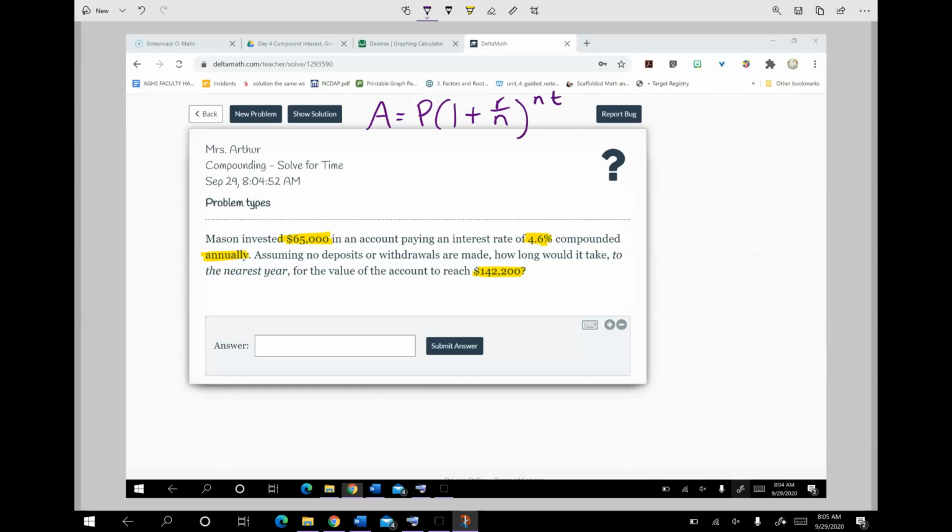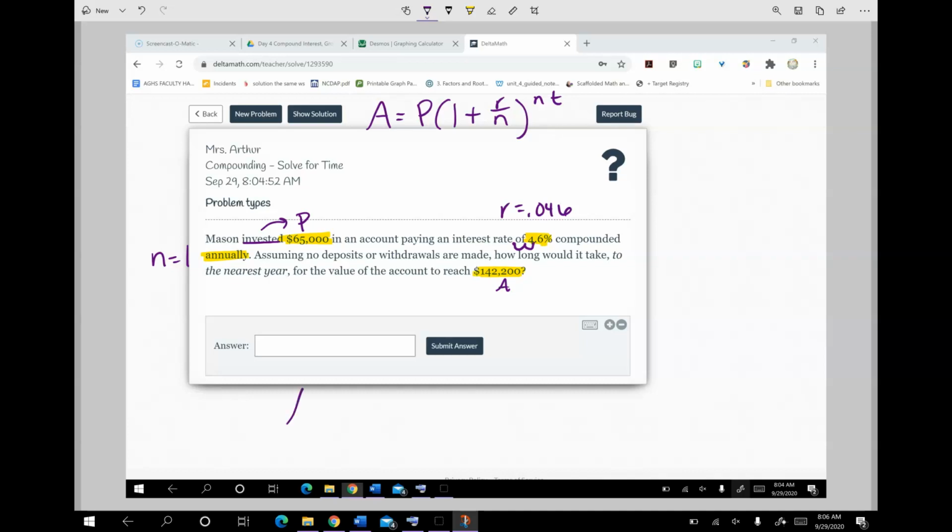All right, so if you invest, investing is your P value, okay? Anytime it says the word invest, it's your P value, okay? A rate, that's your R, but we got to move that decimal 2 places to the left, so it's 0.046. Annually, well, how many times does annually occur in a year? 1 time, so N is 1. And then it says, how long will it take for the value of the account to reach? Well, if I want to reach this, that means I want to end with that. So that's my A value.